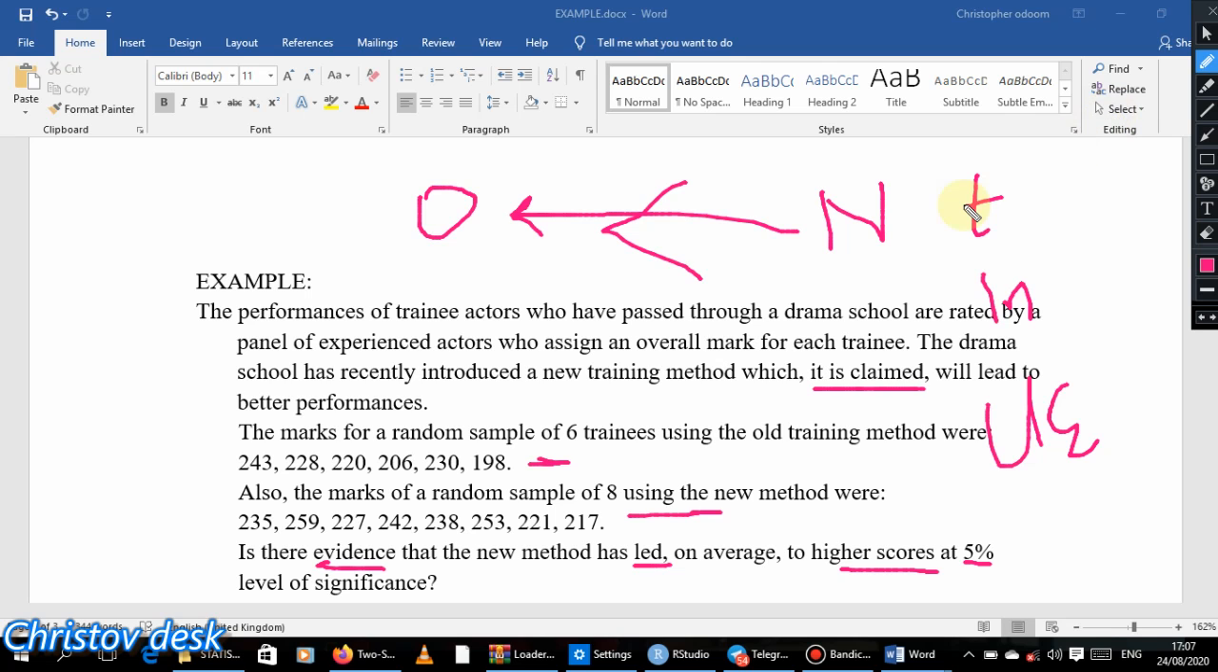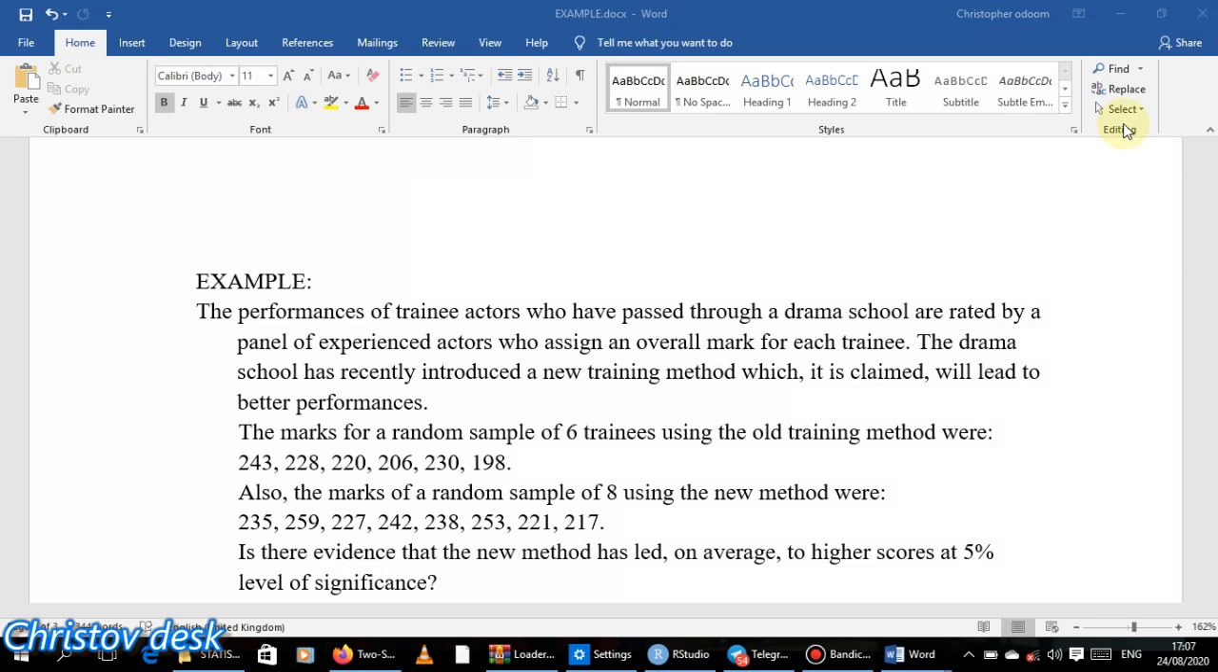Right, so welcome back. In the other video, we just talked about this question, and we said we wanted to solve this question using a t-test, independent, with non-equal variance. Okay, so let's delve into that.